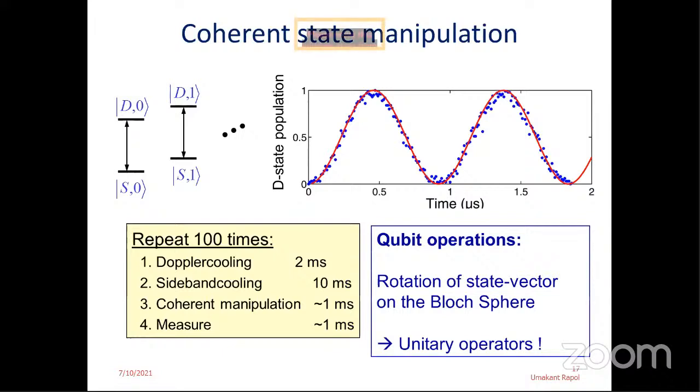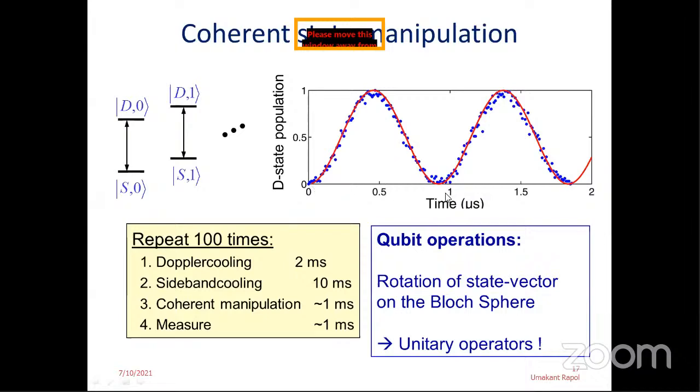Now, coherent state manipulation. First, you need to be able to create a superposition of the ground and excited states, which is the most important resource in quantum computation. If I take an atom here in the motional ground state, you excite with a carrier on this transition, and there will be a coherent drive from 0 to 1, the ground state to the excited state, where 0 and 1 are the motional states. If you do a coherent drive, repeat this experiment, say 100 times, you can measure the population as a function of the driving time of this particular transition.